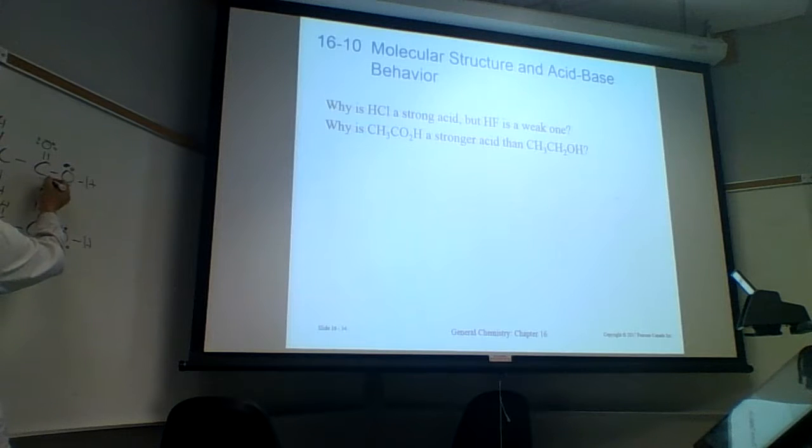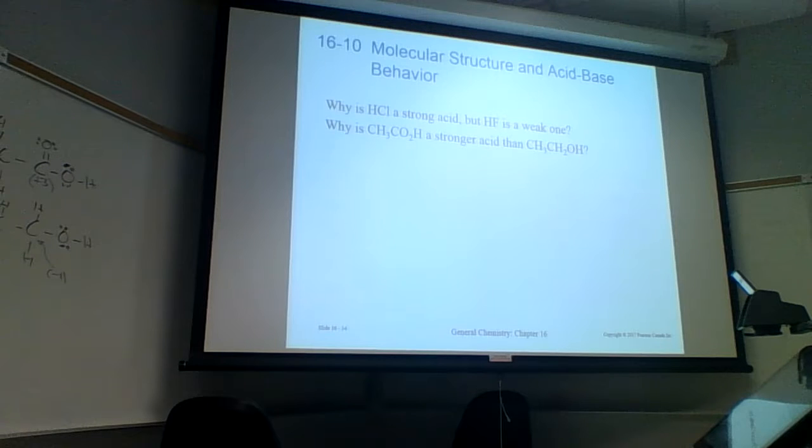My analysis is that these two carbons are different. This carbon is a +3, and this carbon is a -1. So these two carbons are totally different. One carbon is quite electron poor, the other is quite electron rich. And that's going to lead to differences in the polarity of the OH bond.